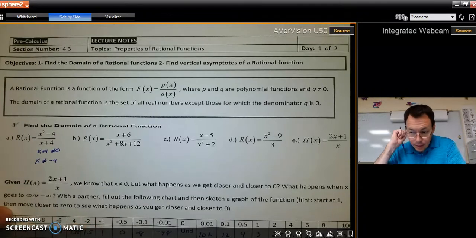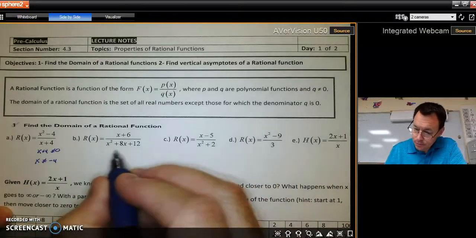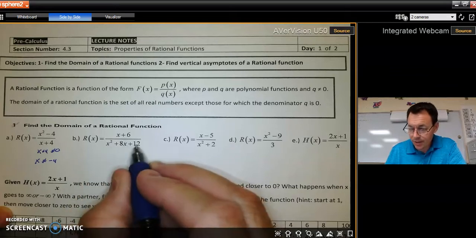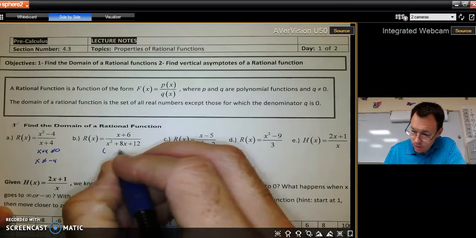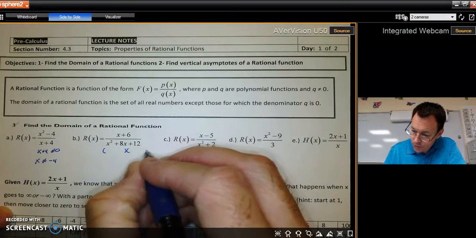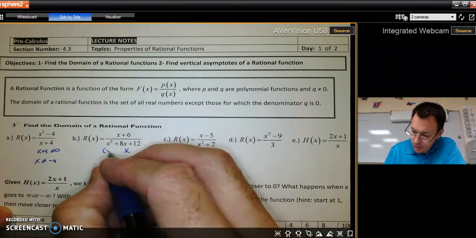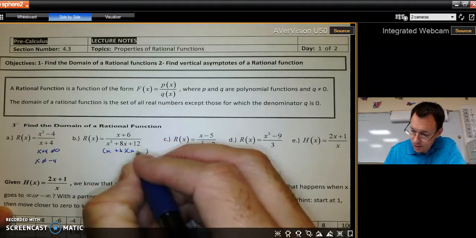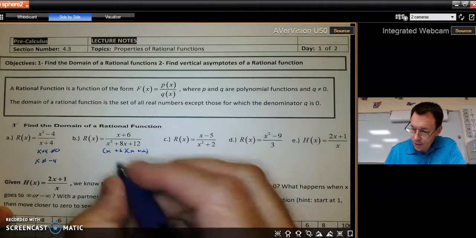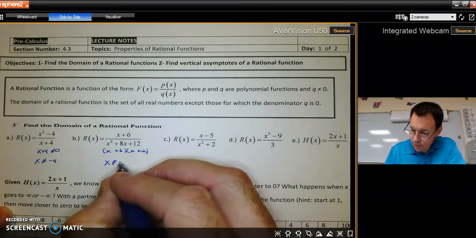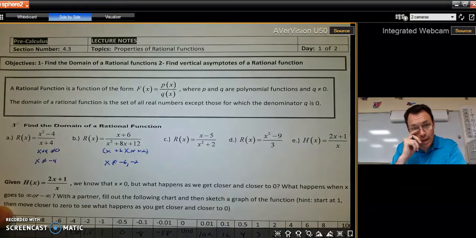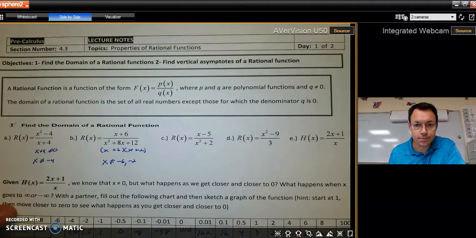Okay? Now, if you're given something like b, where you really can't see easily what the x would be, you're going to have to factor this. So now this one just has a 1 out front, so that's pretty easy to factor. So factors of 12 that add up to 8 would be plus 6 and plus 2. And so x cannot equal negative 6 and negative 2. Okay, so that's the domain. All real numbers except those two.